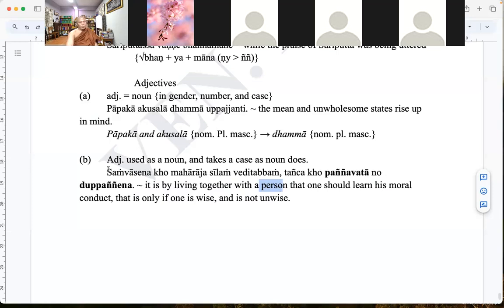But here the point we are learning is the usage of the adjective. So sanwasa is also an adjective actually, the one who lives together, living together, sanwasa. And binya wada also, wise. Dobinya also, unwise. They are adjectives, but used as a noun in this context. That is why they take a case like a noun. So in this way.